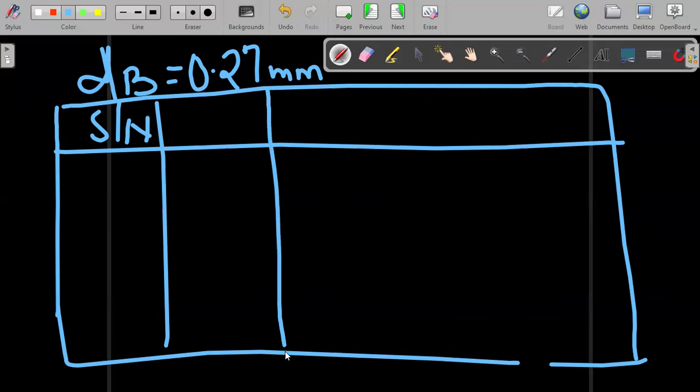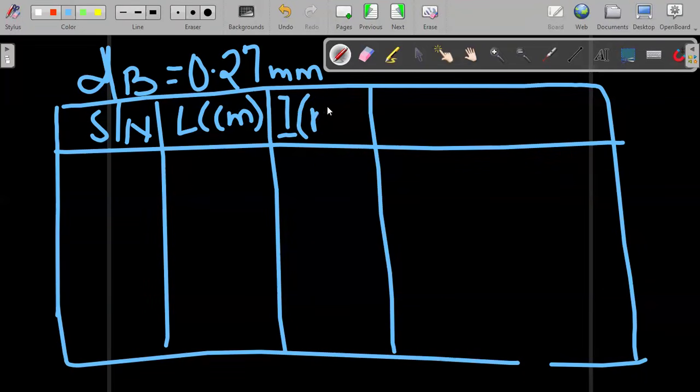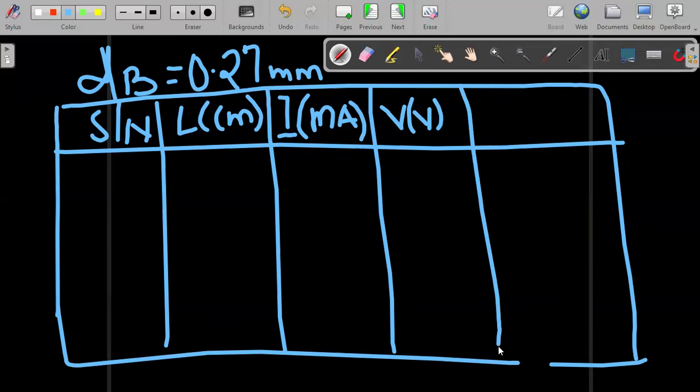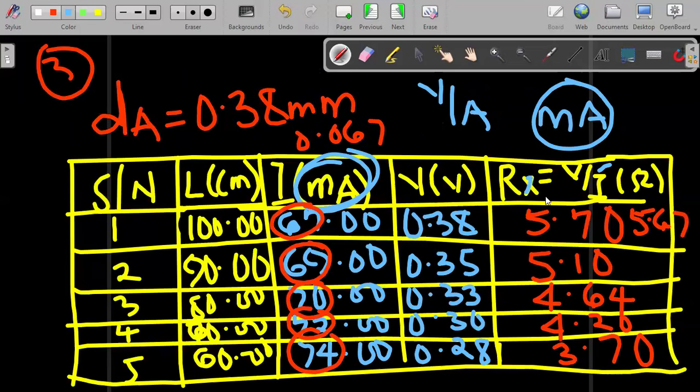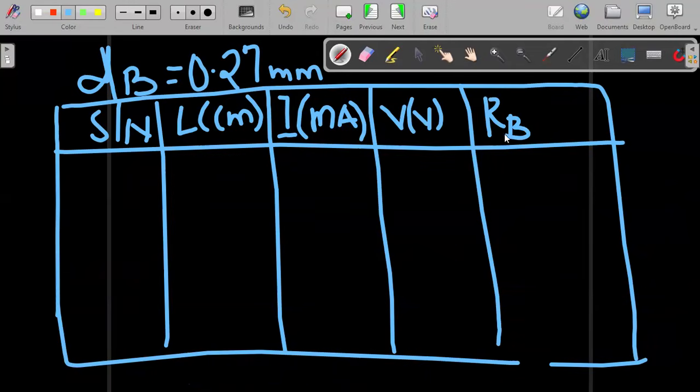Then you are going to have the length in centimeter. Now, anytime you are writing on this and you fail to put the unit, they will deduct marks. Ammeter in milliampere, then voltmeter in volts. If you fail to put this unit, you are losing marks rapidly. So let's call the first one R_A. Let's call the second one R_B, which is also V over I in ohms.